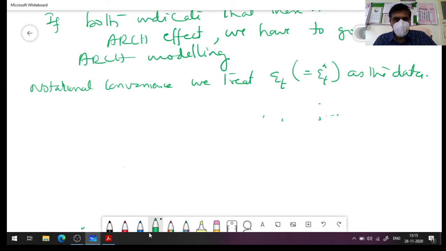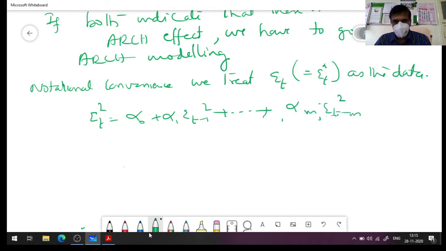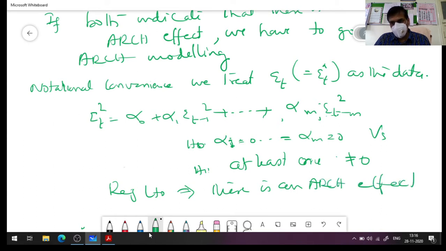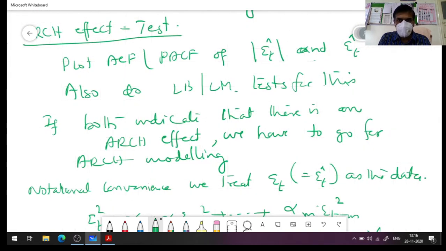So the first thing that I do in this context: when I say the Lagrange multiplier test, you are testing alpha naught plus alpha 1 epsilon t minus 1 squared plus etc. alpha m epsilon t minus m squared, and you are trying to see whether alpha 1 equal to 0, alpha m equal to 0 versus at least one of them not zero. If you reject this null hypothesis, H naught, it implies there is an ARCH effect.